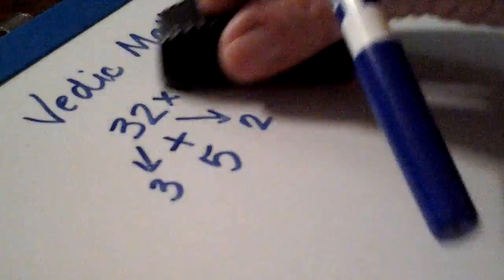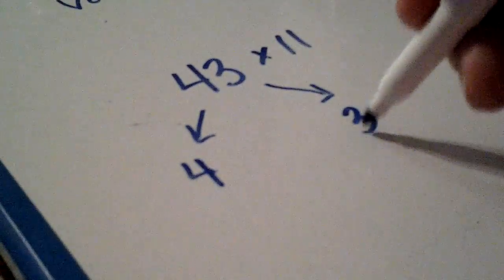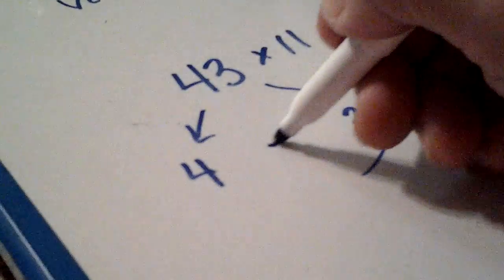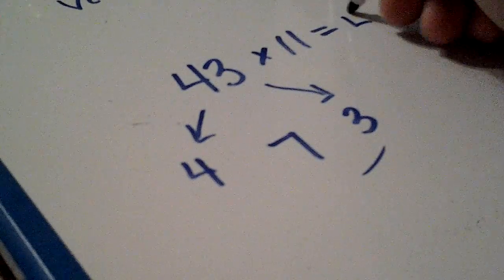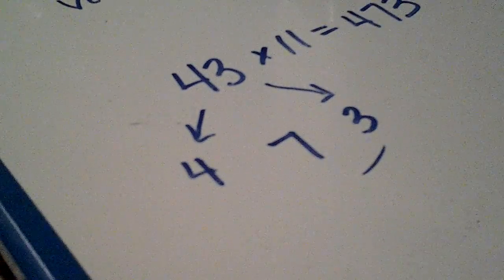Okay, I'm going to do one more of those for you. I'll do 43 times 11. So I'll bring down my 4. I'll bring down my 3. I add those two together. So that's 7. So 43 times 11 is 473.